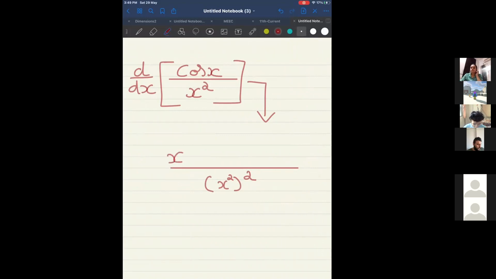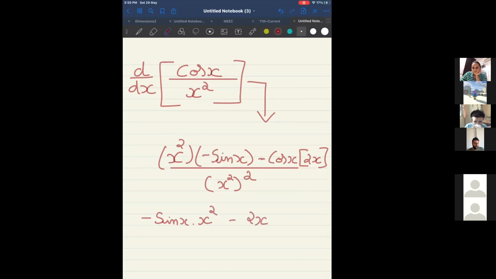So denominator into differentiation of numerator: the denominator is x square, and the differentiation of the numerator is minus sine x, because differentiation of cos x is minus sine x. Minus numerator as it is and differentiation of denominator. Differentiation of x square is 2x. Therefore, you will get the answer as minus sine x into x square minus 2x into cos x upon x power 4. You can take x outside and cancel it also, but not necessary right now.